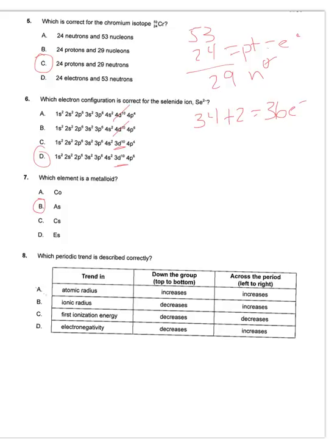Number 8, which periodic trend is described correctly? Well, atomic radius should increase as you go down, but it will decrease across the period, so that one's not going to work. Ionic radius should have the same general trends, although it's going to vary with positive and negative ions, so that's going to be a tough one to compare, so I'm going to eliminate that. Ionization energy decreases down the group, but it increases across. So only D is true. It decreases down the group as they get larger and increases as you move across and they get smaller.